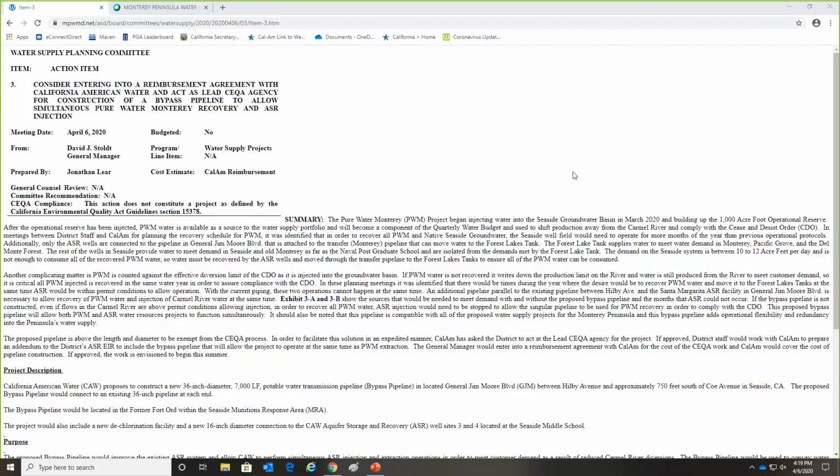So it was a limitation in the system that was identified that could be solved by placing this pipeline in and giving us the ability to do two of the water resource operations at the same time, and the flexibility to operate in that fashion. So I can entertain any questions, and I would like to throw the floor to a Cal-Am representative to correct anything I said that was wrong.